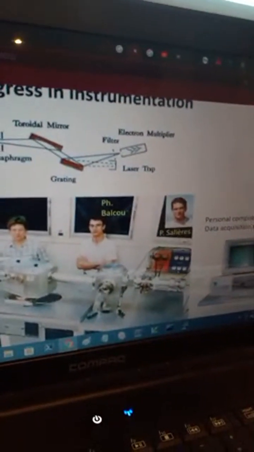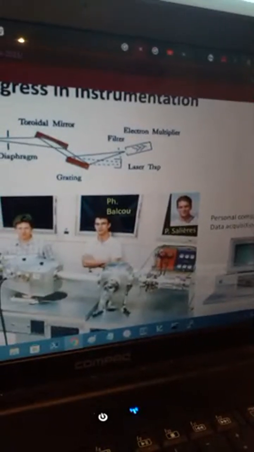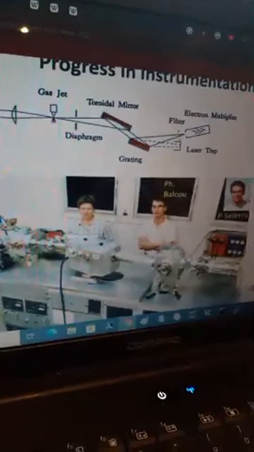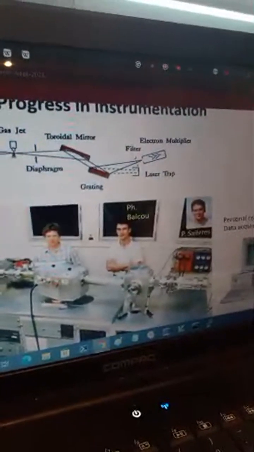And this is also the time when personal computers came into the laboratory. In the first experiment that I mentioned, we were using a printer to record the signal. Now, personal computers started to really come into the lab, and thanks to these computers, we could take data in a completely different way.